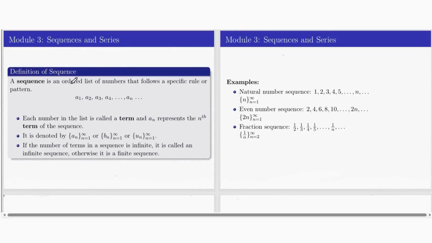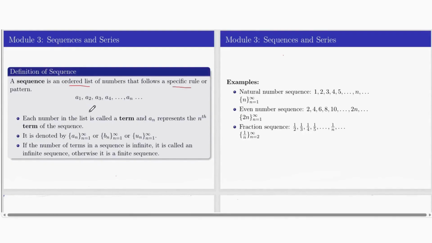Definition of sequence. A sequence is an ordered list of numbers that follow a specific rule or pattern. Now in this definition, two words are important. First is ordered list and second is a specific rule. Okay. Now elements of a sequence are written as a1, a2, a3, a4, an and so on. Each number in the list is called a term, and an represents the nth term of the sequence. Means a1 is what? a1 is the first term of the sequence.